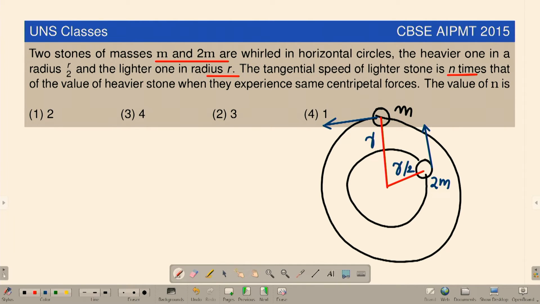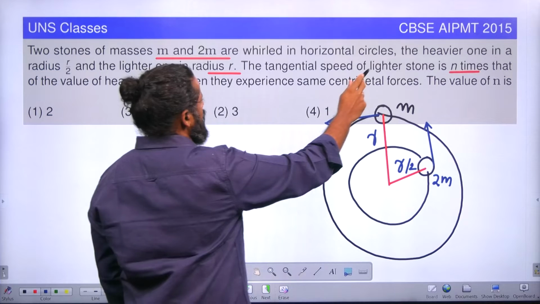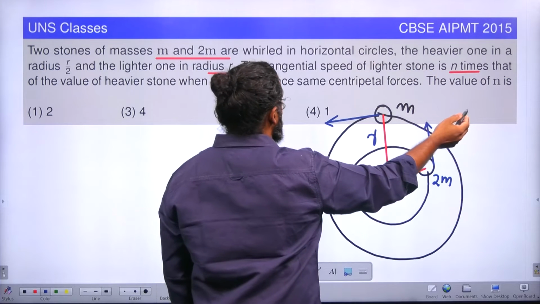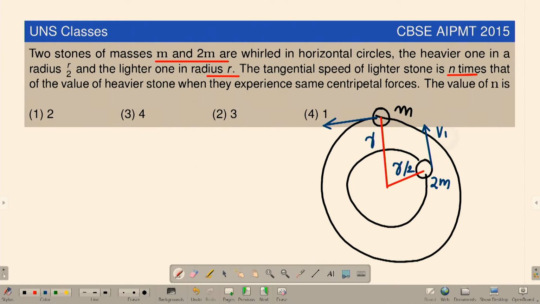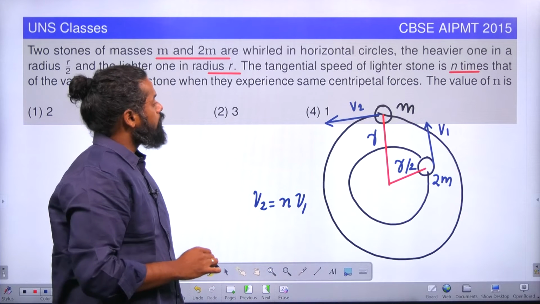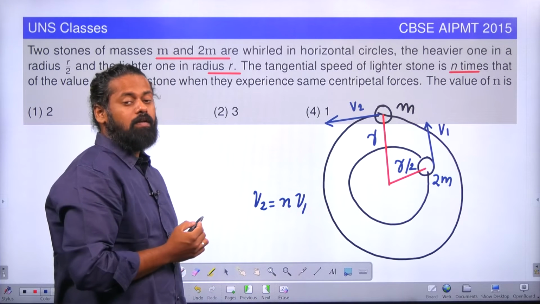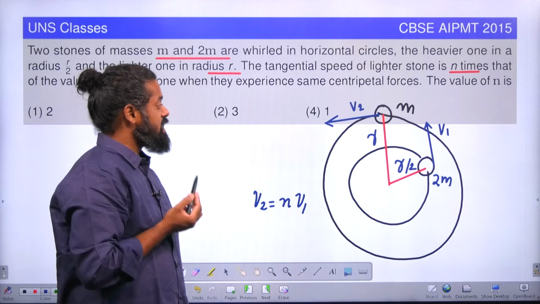And one piece of information is given: the tangential speed of the lighter stone is n times that of the heavier stone. So let us call them V1, V2. So V2 is equal to n times V1. The tangential speed is given, and we have to find the value of n when the centripetal force is the same.